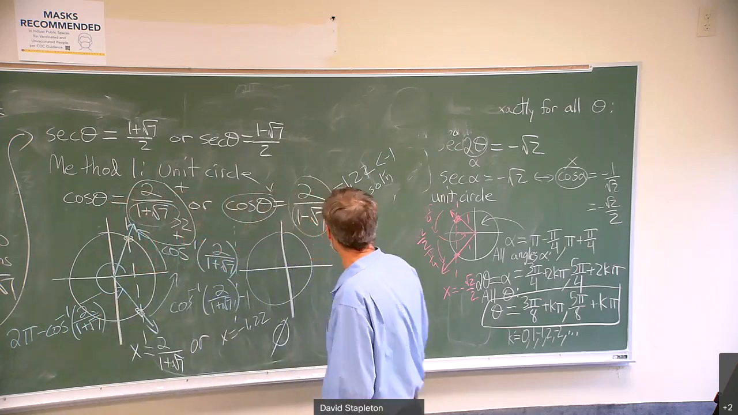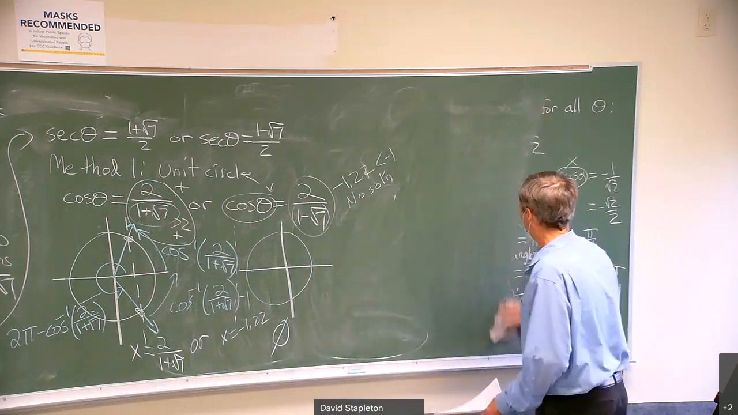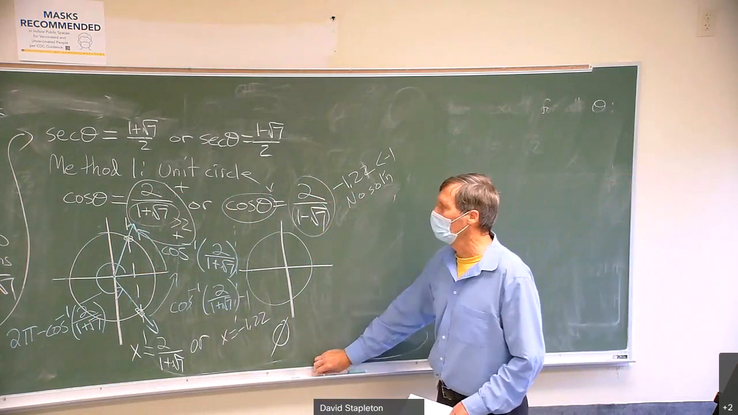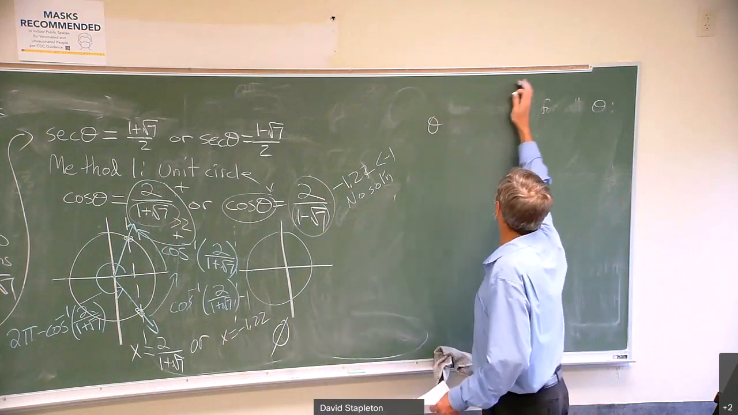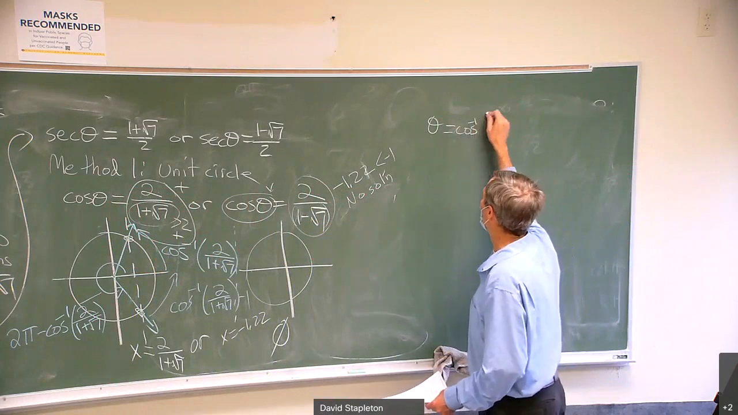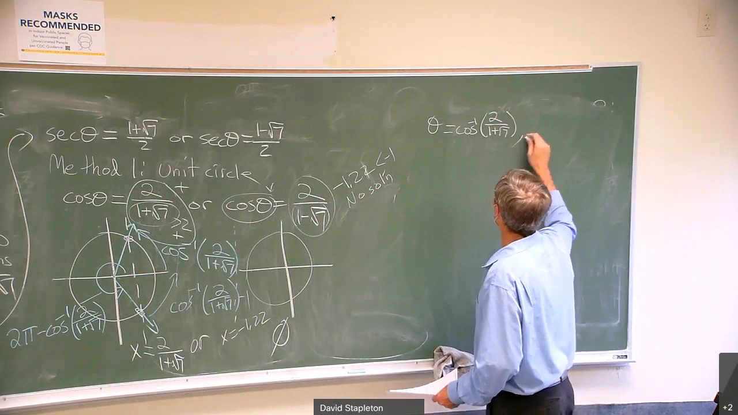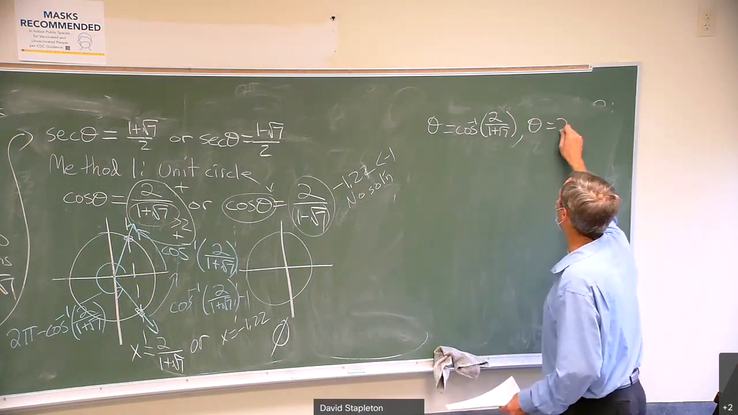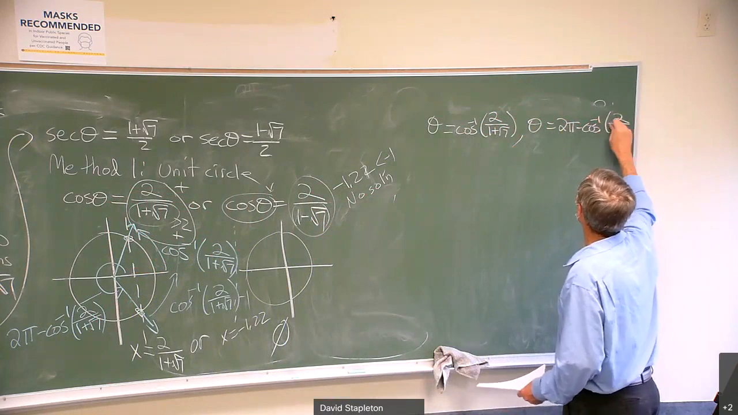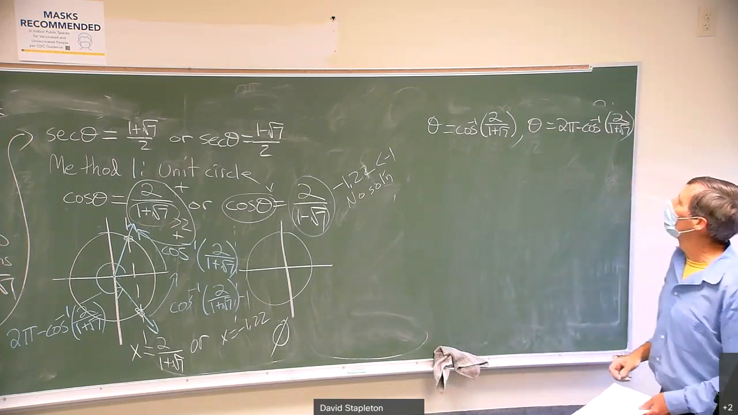This one has no solutions. So what we found out is that this one has exactly 2 solutions. And they are theta equals arc cosine of 2 over 1 plus root 7, and theta equals 2 pi minus that arc cosine. There we go.